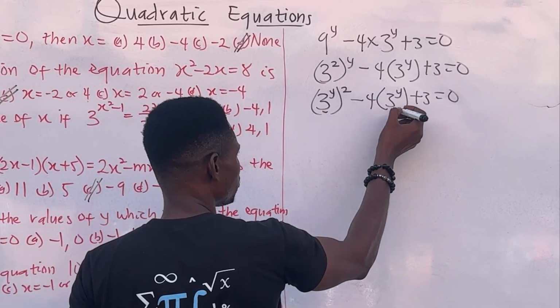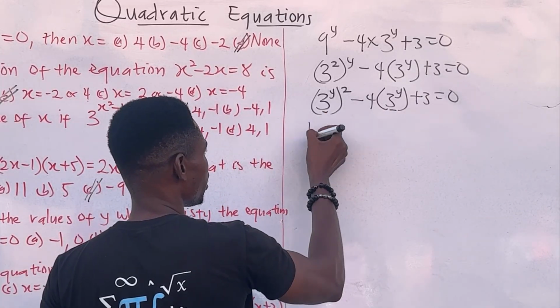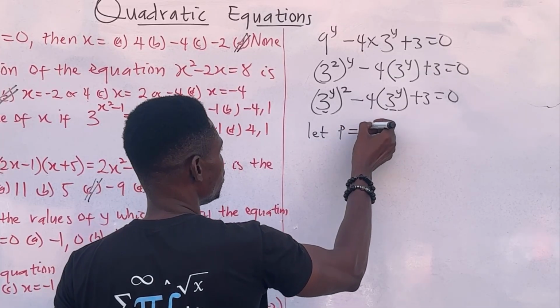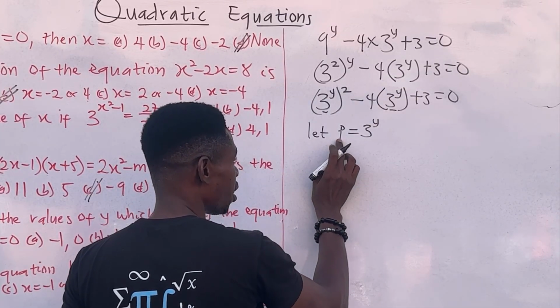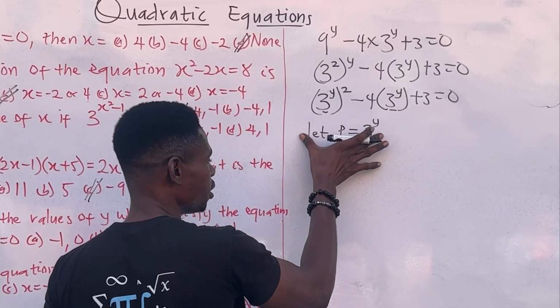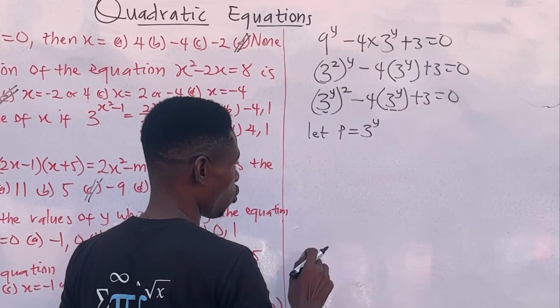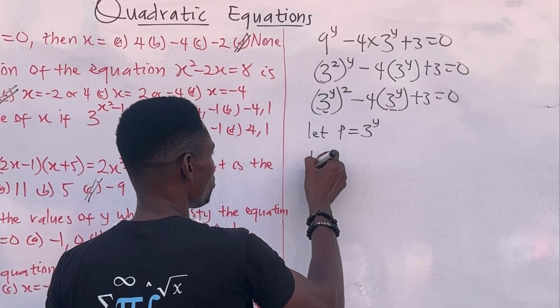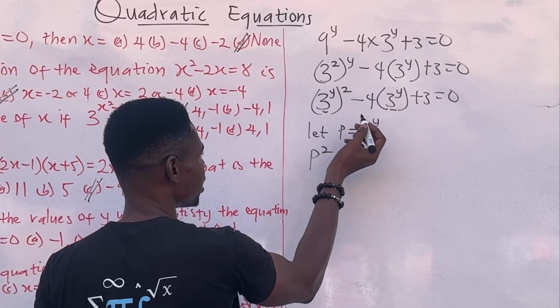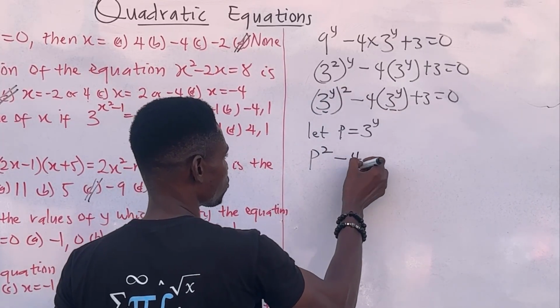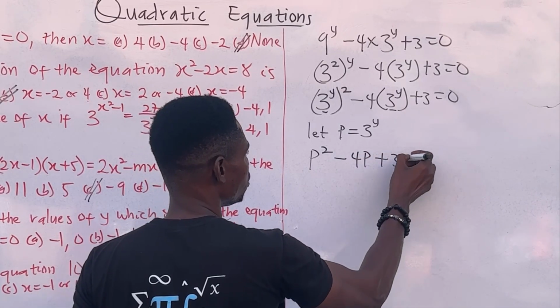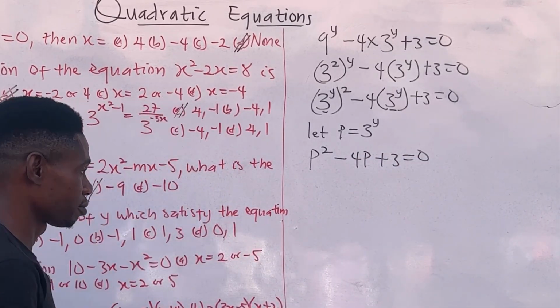If you look at these terms, they are the same. So we can say let p be 3 raised to the power y. We're going to come back here. We're just using this to simplify our work. So this becomes p squared, since 3 raised to the power y is now p. So p squared minus 4p plus 3 equal to 0.